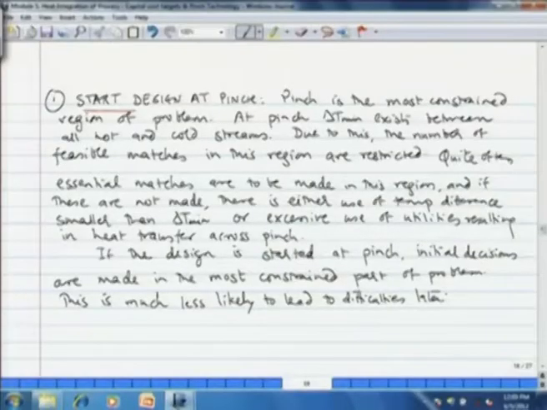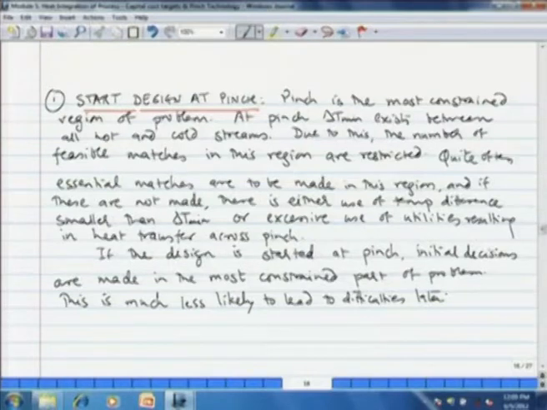So, the first constraint that we already have introduced: start the design at pinch. Pinch is the most constrained region of the problem. At pinch, delta T min exists between all hot and cold streams, and due to this the number of feasible matches in this region is restricted. Quite often essential matches are to be made in this region before we go for the subsequent matches or complete heat exchanger design.